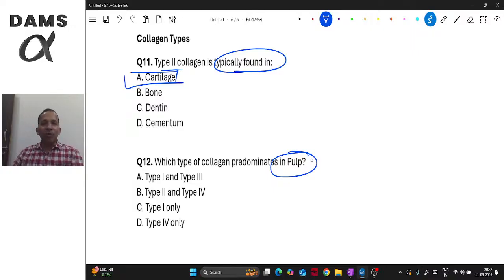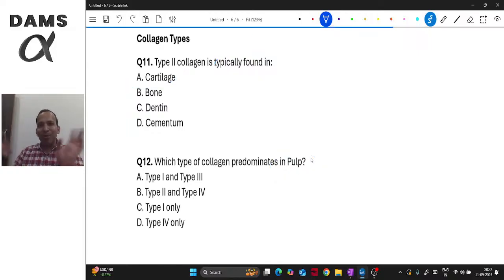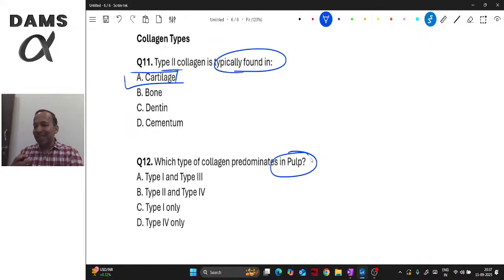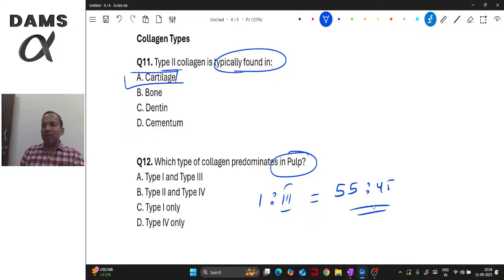So the only soft tissue of the tooth is pulp of the tooth, right? Inside the tooth. Not talking about the periodontium. So the only soft tissue in the tooth is pulp. So which type of collagen predominates in the pulp? Type A, type 1 and 3, type 2 and 4, 1 and 4. So the correct answer here would be option A, that is type 1 and type 3, and they are present in the ratio of 55 to 45. So almost in the same amount, right? Almost in the same amount they are present in the pulp.